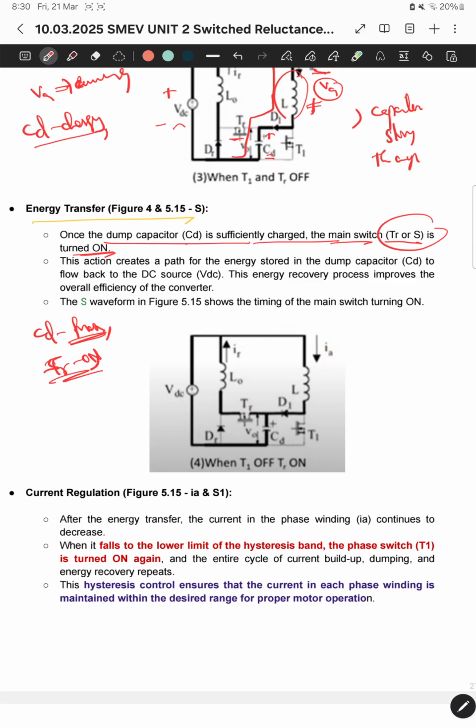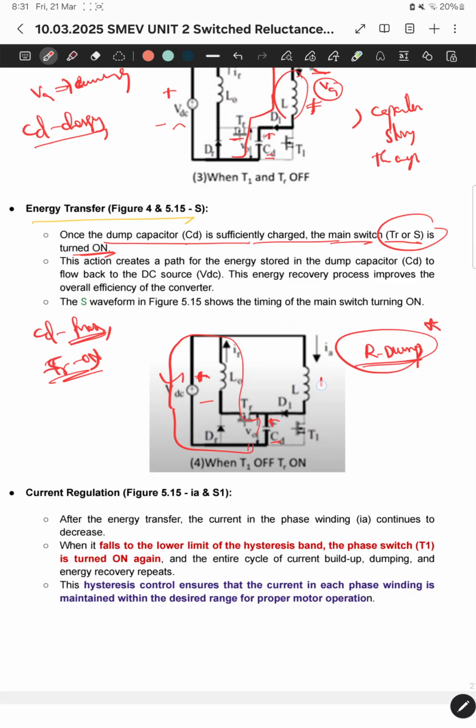Once the TR switch is on, whatever energy is stored in the capacitor will be fed back to the DC supply, forming a closed path. That will be fed back to the DC supply. Always power is fed back to the DC supply from the positive side. So in this manner, unlike what we discussed in the previous case, the R-dump converter, where the energy is simply wasted in the resistor in terms of heat.